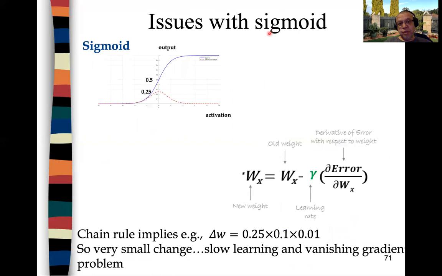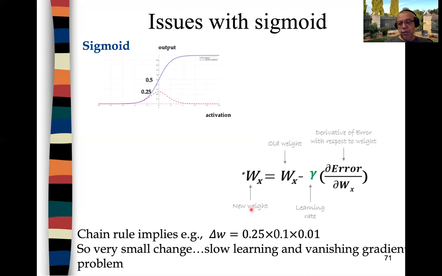Now, issues with the sigmoid, as we've seen, this is how it looks. And this is the derivative. And if you remember, with our update learning rule, or the way we update the weights.